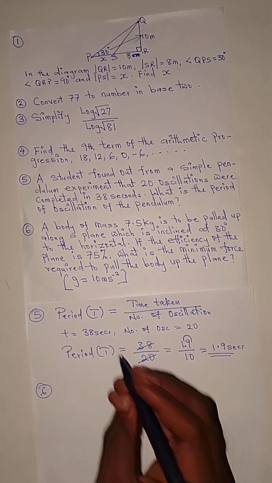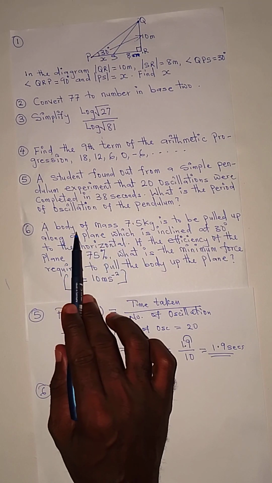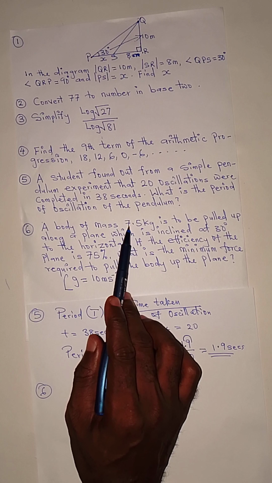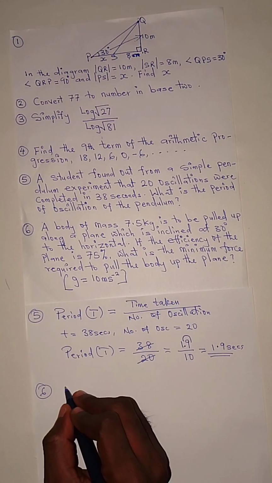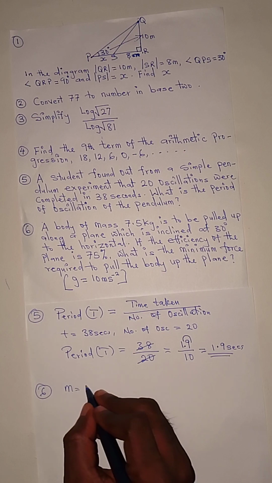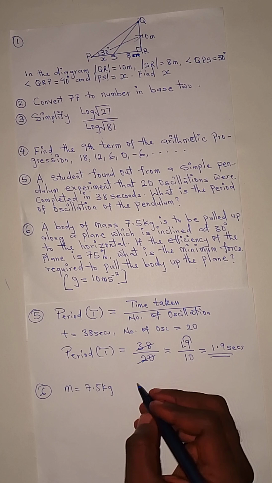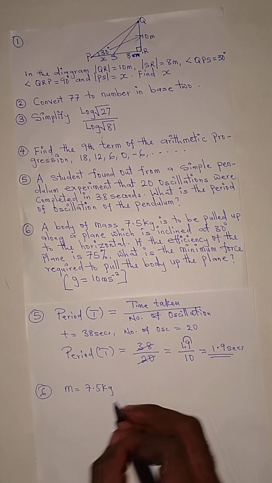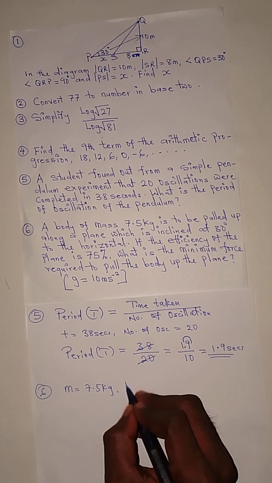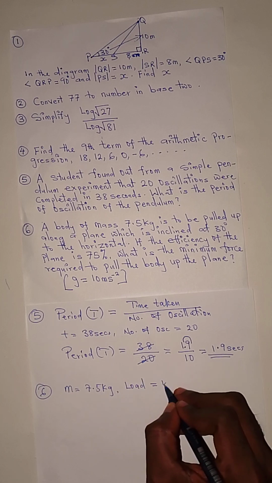So now, to calculate this question, what they actually ask us to calculate here is the effort. So the effort is the minimum force that we are asked to calculate. Now from this question, let us find the load. We are given the mass of the body to be 7.5 kg. So we can say that mass is equal to 7.5 kg. Okay. Now, if mass is equal to 7.5 kg, then we can say that the load is the same thing as weight.